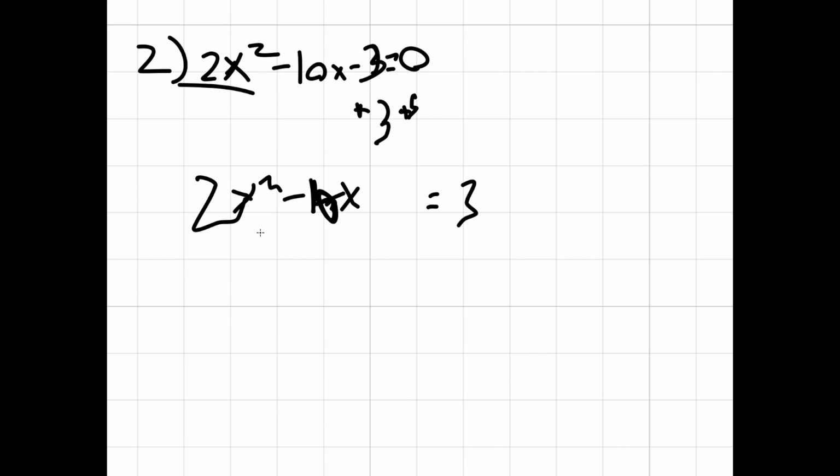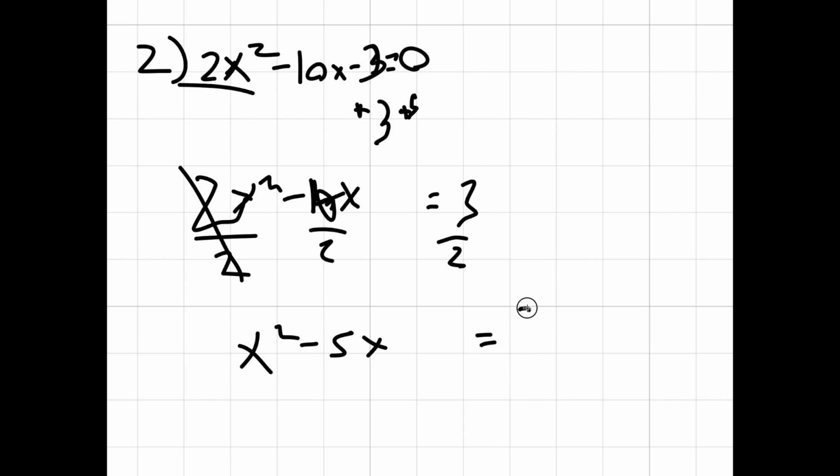Now what we do is we divide every term by 2. 2, 2, and 2. Okay, so 2 divided by 2 is just 1, so we can cancel that out, and we're left with x squared minus 10 over 2, which is 5x, equals, and actually we have to leave a little gap there, equals 3 over 2. Okay, so now we have this.